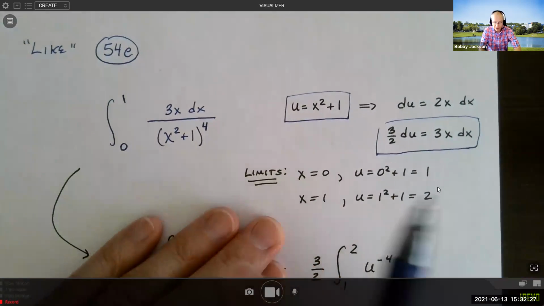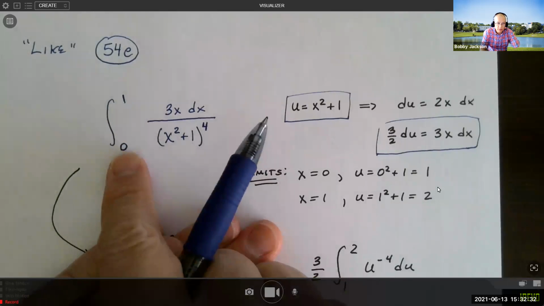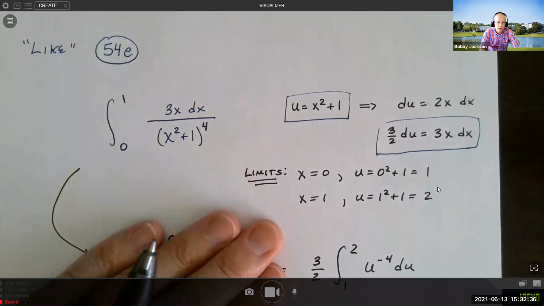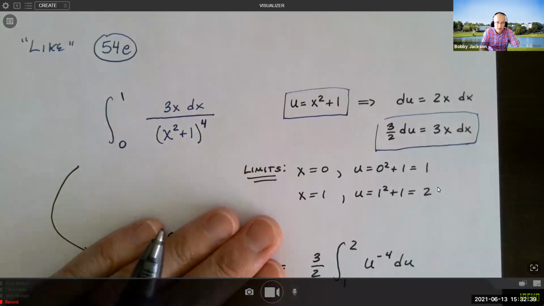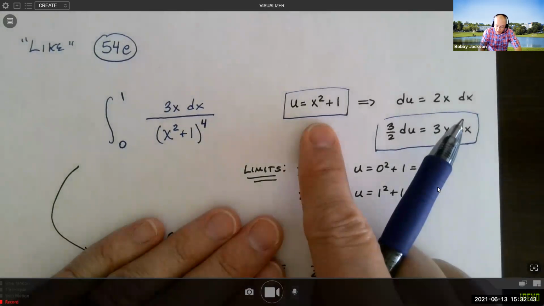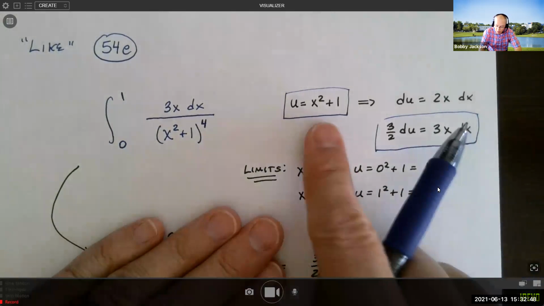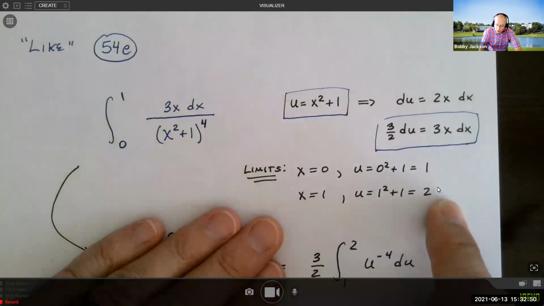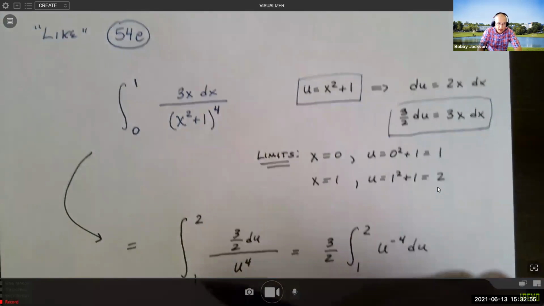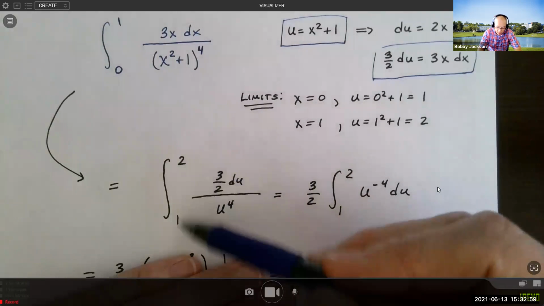Notice with definite integrals, we have to change these limits as well. These limits are with respect to the variable x. If I'm changing to the variable u, I need to change those limits. You have to do this. So if x is 0, just plug into this, right? X is 0, I get what? 0 squared plus 1, I get u is 1. If x is 1, I get 1 squared plus 1 is 2 for u. So these are my new limits. My lower limit used to be 0, now it's 1. And I've written that down here. And my upper limit used to be 1, now it's 2.